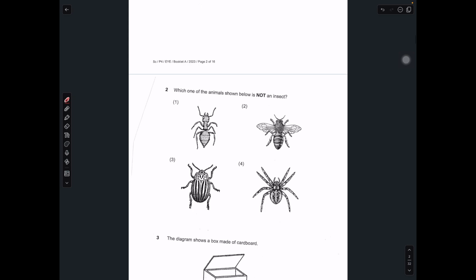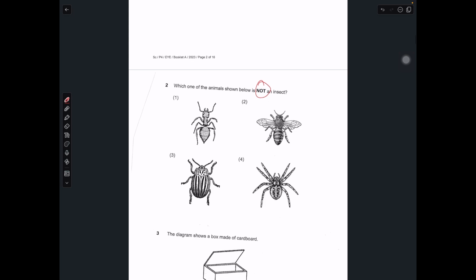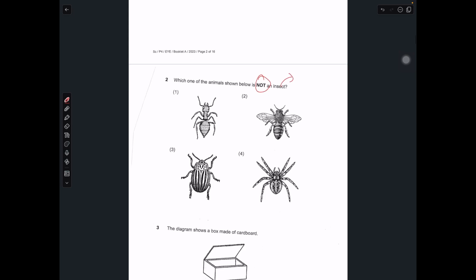Which of the following animals shown below is not an insect? Okay, the one that is not an insect. So let's find out what an insect is. As long as it has 6 legs and 3 body parts, that will be an insect. So take a look. 6 legs, 3 body parts. This one cannot be the answer because it is an insect.